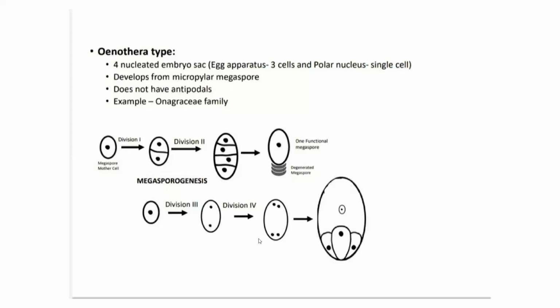Only 2 mitotic divisions will take part. So 1 will form 2, and 2 to 4. In that 4, 3 are formed as the egg apparatus. One is the only uninucleate central nucleus left in the center part. So in this, the antipodal cells are absent in the Oenothera type.